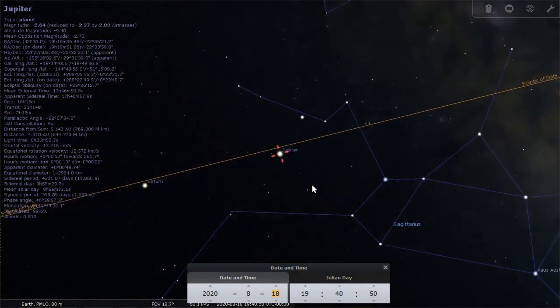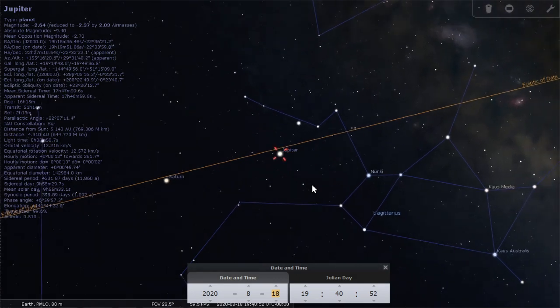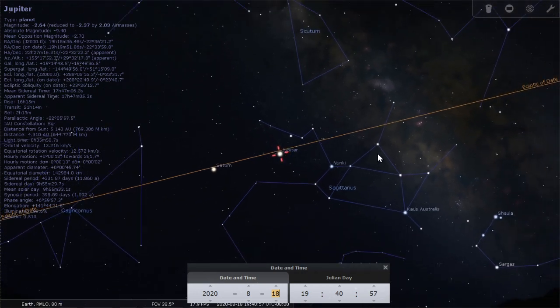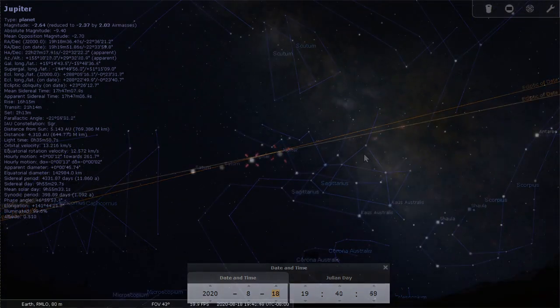Now, I mentioned the ecliptic earlier as being the plane of the Earth's orbit and roughly the plane of the solar system. Again, that is why we see Jupiter and Saturn right there. They orbit very close to that line as well.